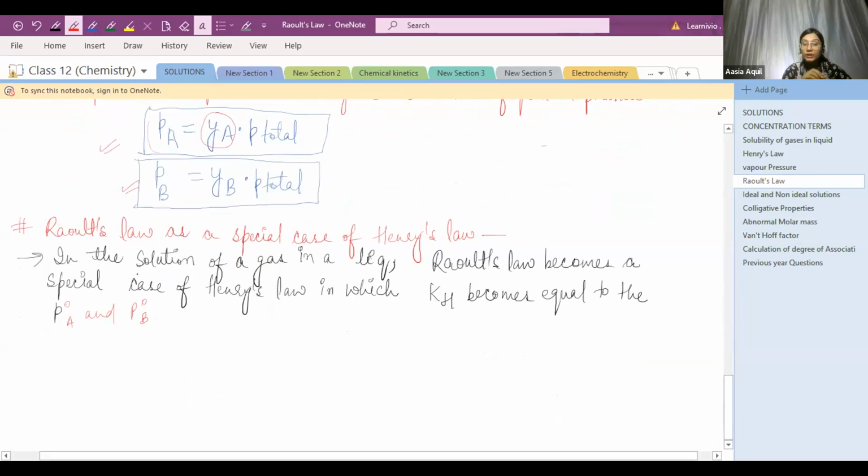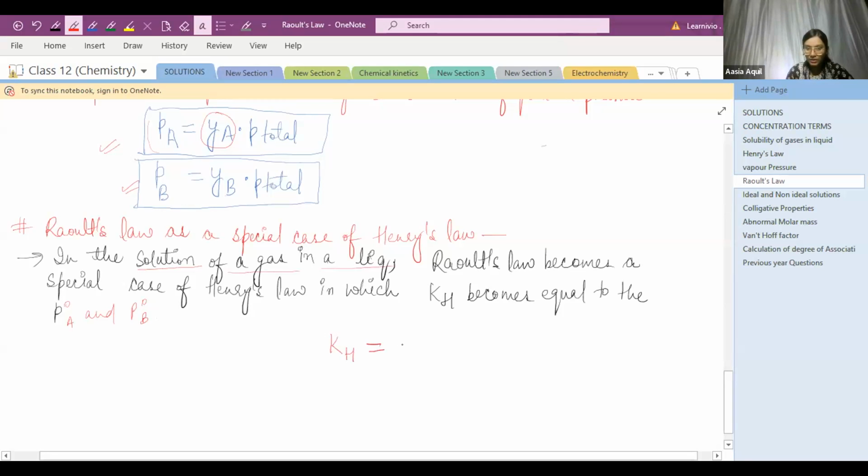Now here's a special case: Raoult's law as a special case of Henry's law. When we talk about a gas in liquid type of solution, meaning the solute is a gas and the solvent is a liquid, Raoult's law becomes a special case of Henry's law. Why does it become a special case? Because KH, Henry's constant, becomes equal to the vapor pressure of the pure component.